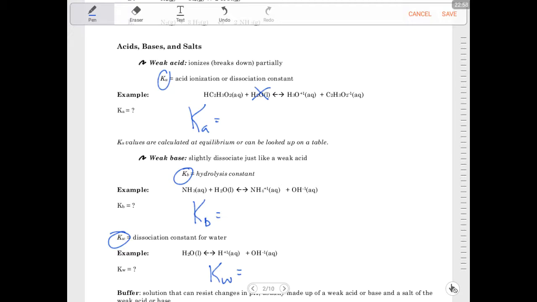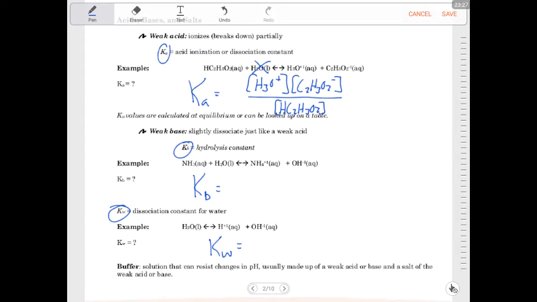dissociation of this acid base, a weak acid ionizing, breaking down partially, acetic acid, it's still my concentration of my products over my reactants. So what products do I have? I've got H3O+ times acetate, and then it's all over my acetic acid. Just like that. Even though the K looks a little bit different, it's still the same process.